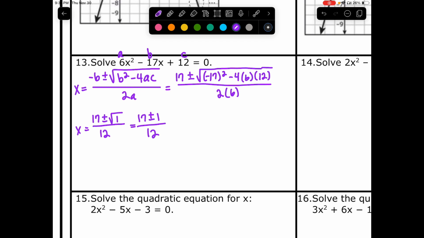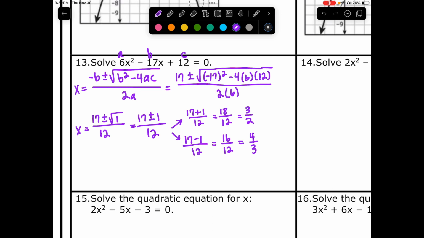So I'm going to go ahead and separate this. 17 plus 1 over 12, which equals 18 over 12, which equals 3 over 2. And then we've got 17 minus 1 over 12, which equals 16 over 12. And what's that? 4 over 3.